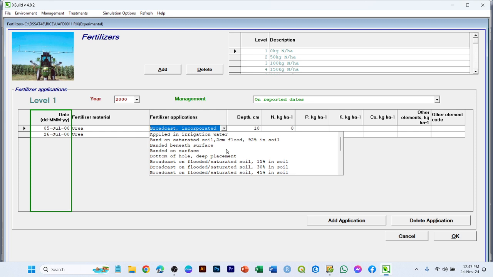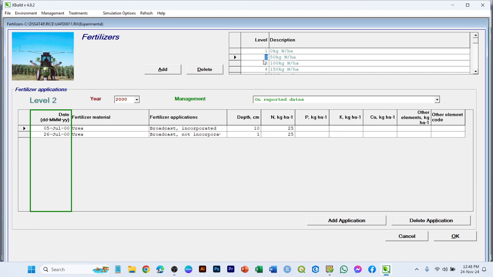So this is the depth in centimeters. This is the nitrogen that you apply. Keep in mind, this is for 0 kg, for the first treatment. For the second treatment, if you click on it, this is 0 nitrogen over here. When you click over there, the amount of nitrogen will change. 50 kg, exactly. That is applied in splits, 25, 25 equal to 50.